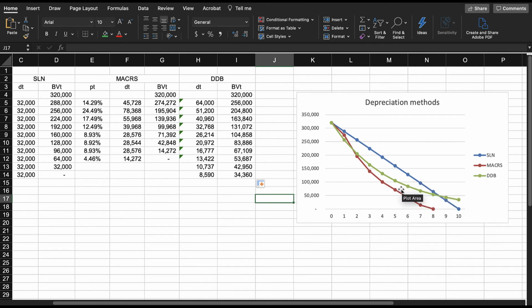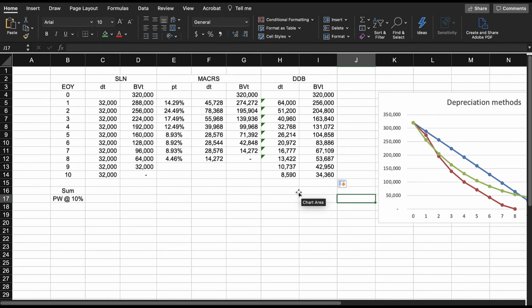And you can clearly see that the MACRS has a more aggressive and accelerated depreciation deduction. For example, for year 4, if you look at the book value at the end of year 4, for MACRS is lower than double declining balance and a straight line. And that is good for tax purposes. So you want to depreciate your asset as soon as possible, as much as possible. So MACRS is always the best method among them.